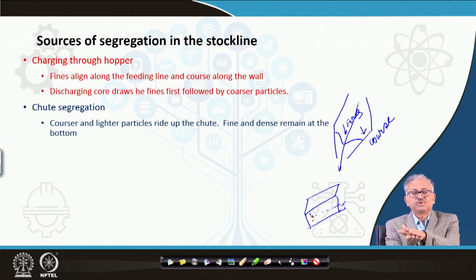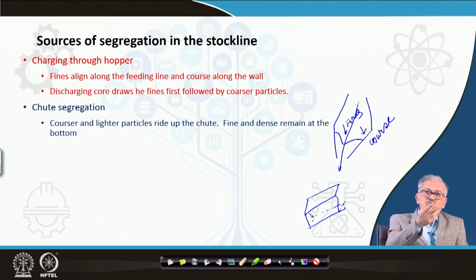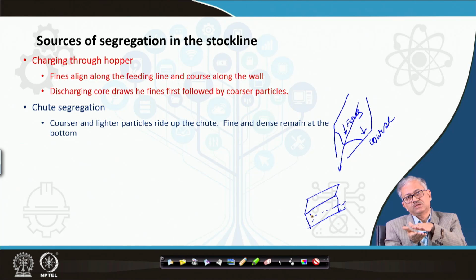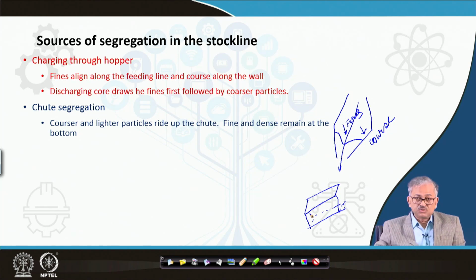So, when this material is coming and then free falls, it also makes a segregation. Segregation is already taking place over the chute. The fines and dense particles are at the bottom, and the lighter and coarser particles are at the top.